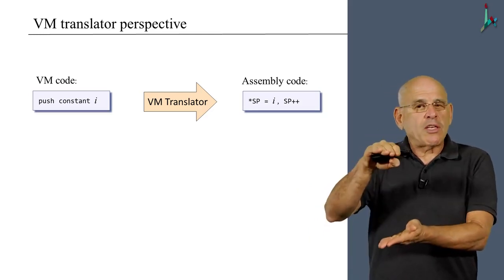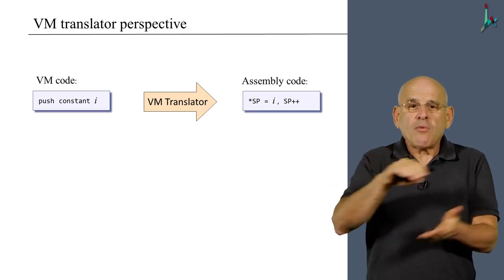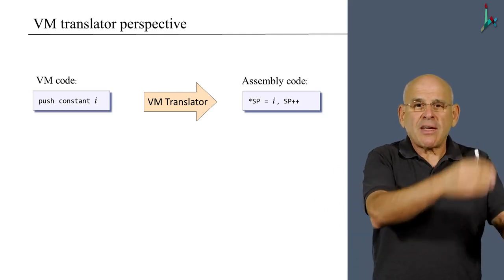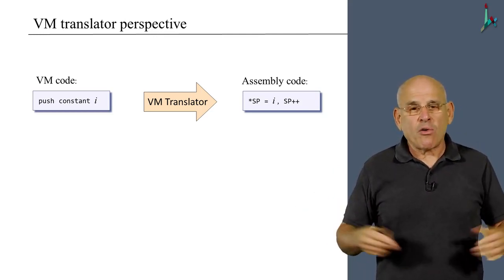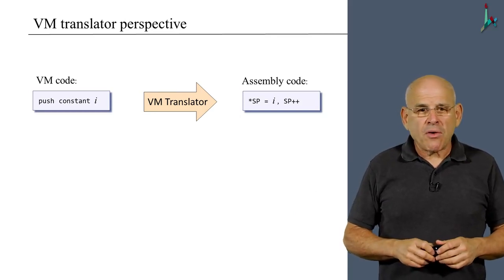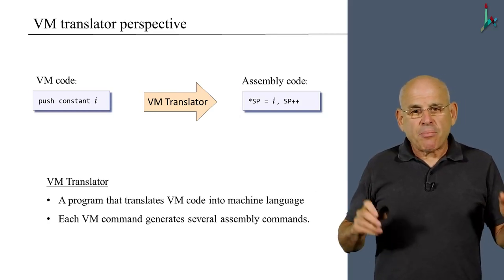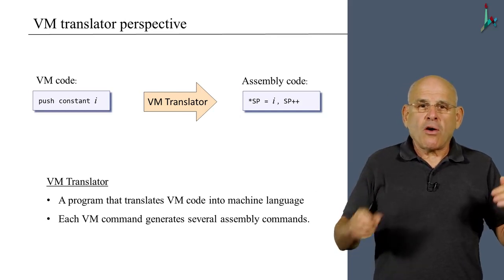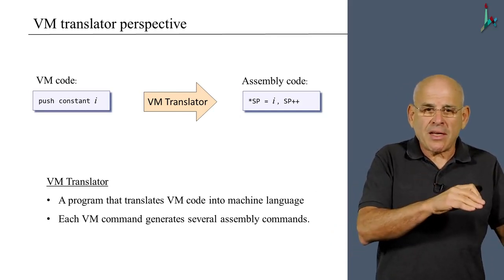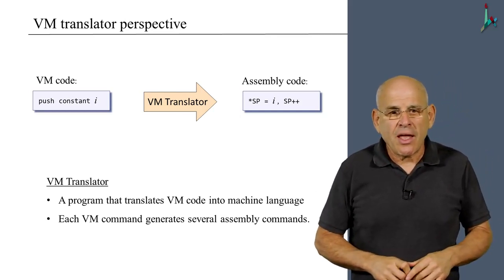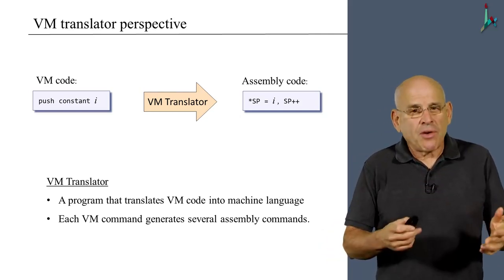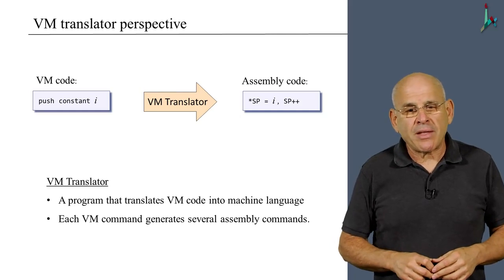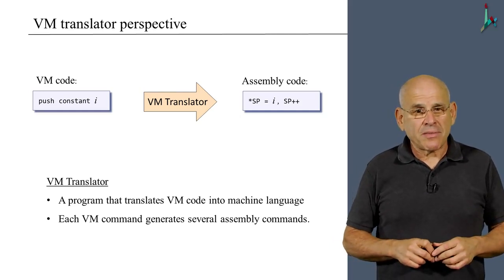And once you know how to express it in assembly, you can write a program that actually does it in a very general sense, for any given push constant i command. All right, so the VM translator is a program that goes from the left to the right, that translates VM code into machine language, and each command like this one naturally is going to generate several assembly commands.